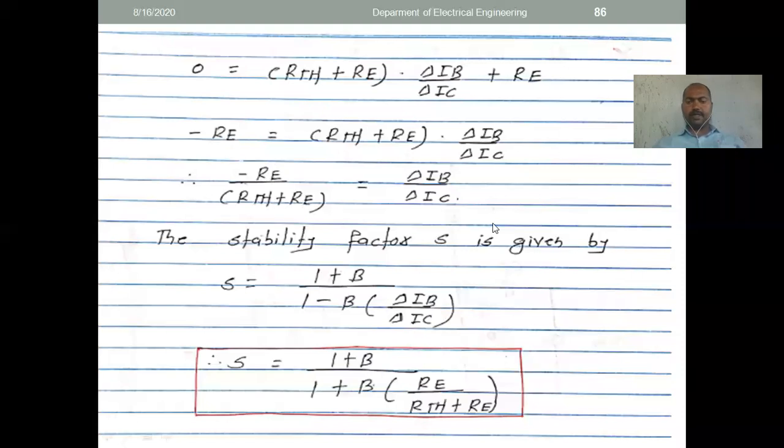So the stability factor is given by, we know, 1 plus beta divided by 1 minus beta into delta IB by delta IC. So 1 plus beta as it is. Now see, 1 minus, I'm telling you again, whatever the value of this is, minus RE divided by (RTH plus RE). So minus minus is plus. So it is 1 plus beta into RE divided by (RTH plus RE). This is the equation for the purpose of stability factor analysis.